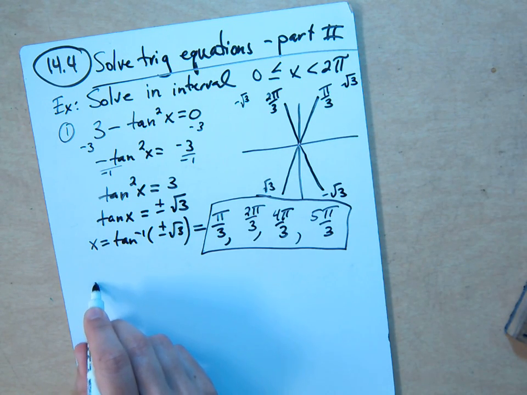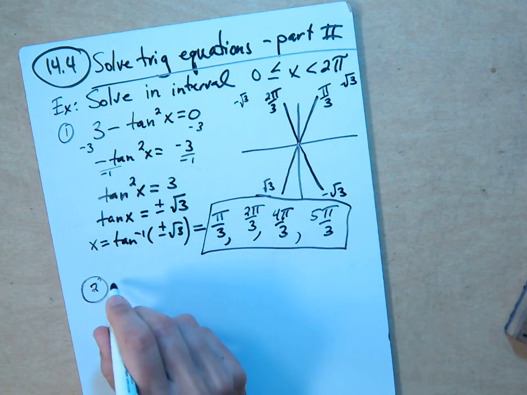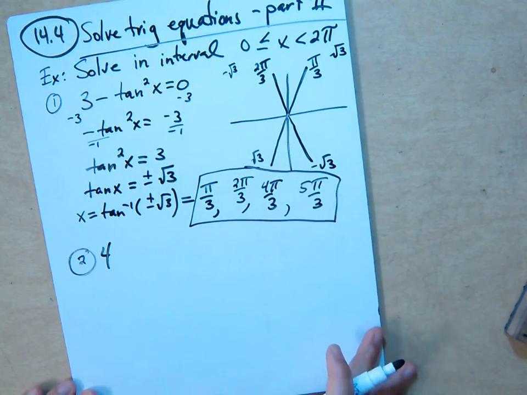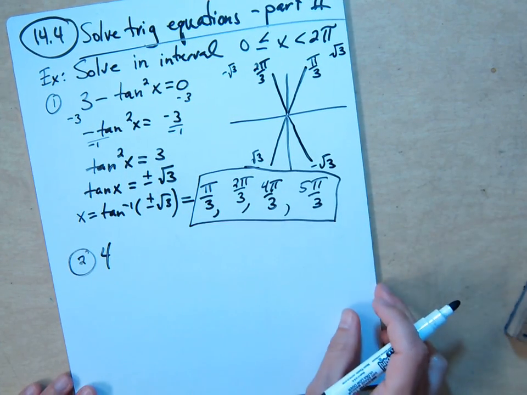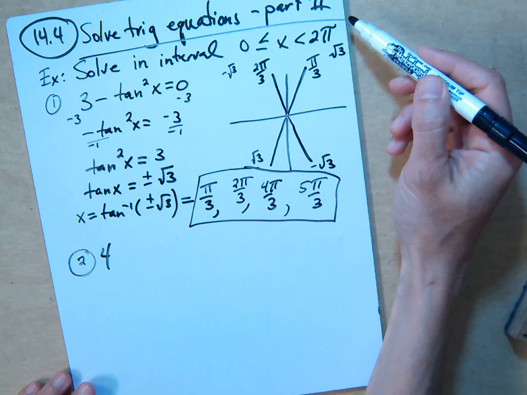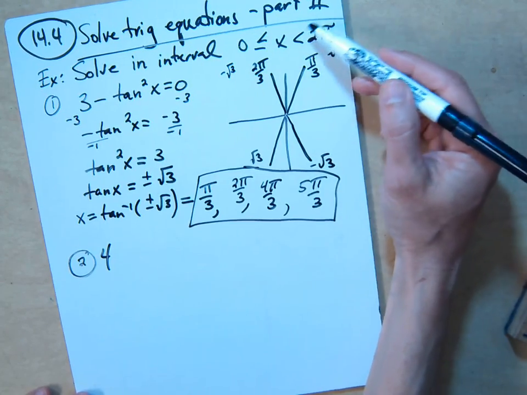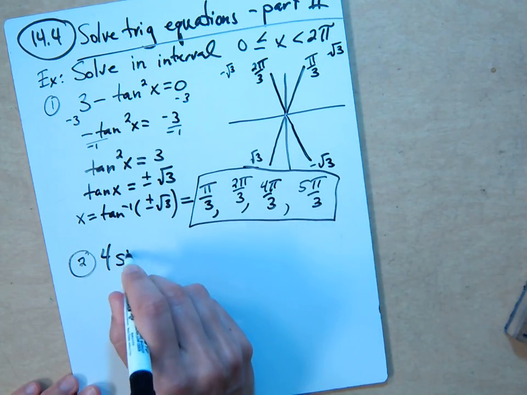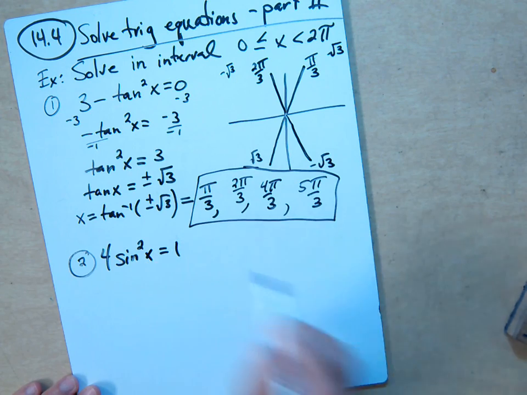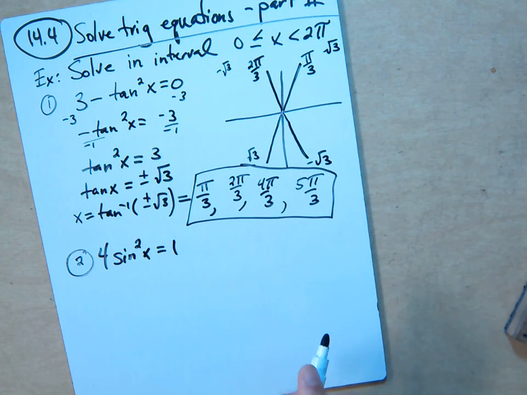Okay, let's try one more. Let's try 4. Again, we're only solving in the interval from 0 to 2 pi. That's why we don't have to do the end stuff. We don't need all the general solutions, just in one revolution of the circle. So 4 sine squared x equals 1. Okay, we're going to solve that.